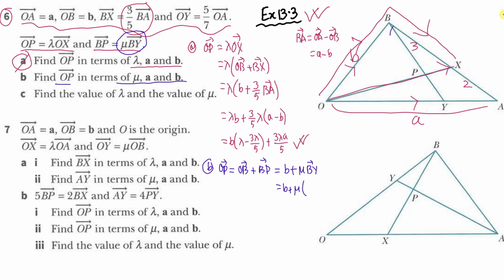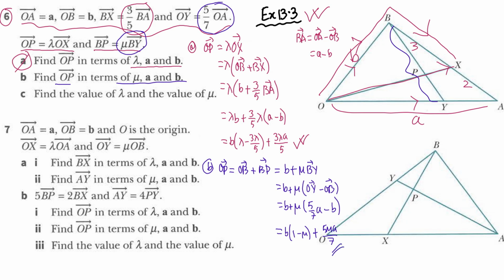Let us see BY, from here to there. So easily you can write OY minus OB. Now just put the information: B plus mu into OY. It is written here as 3/7 of OA. So we can write 5/7 of OA, and OA is A, so we can write 5A/7, and minus OB, which is B. Now take B common: 1 minus mu, then the other part is 5 mu A/7. This is the second expression for OP.